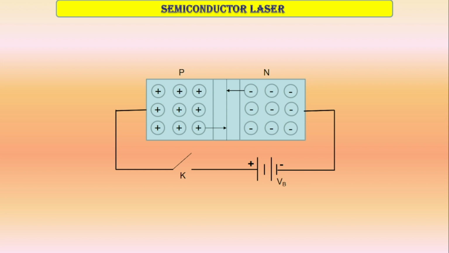And this is the PN junction diode, in which this is the P region and this is the N region, and it is biased in forward bias mode, and therefore the electrons of the N region and holes of the P region go towards the junction, and at the junction both holes and electrons recombine and emit photons.